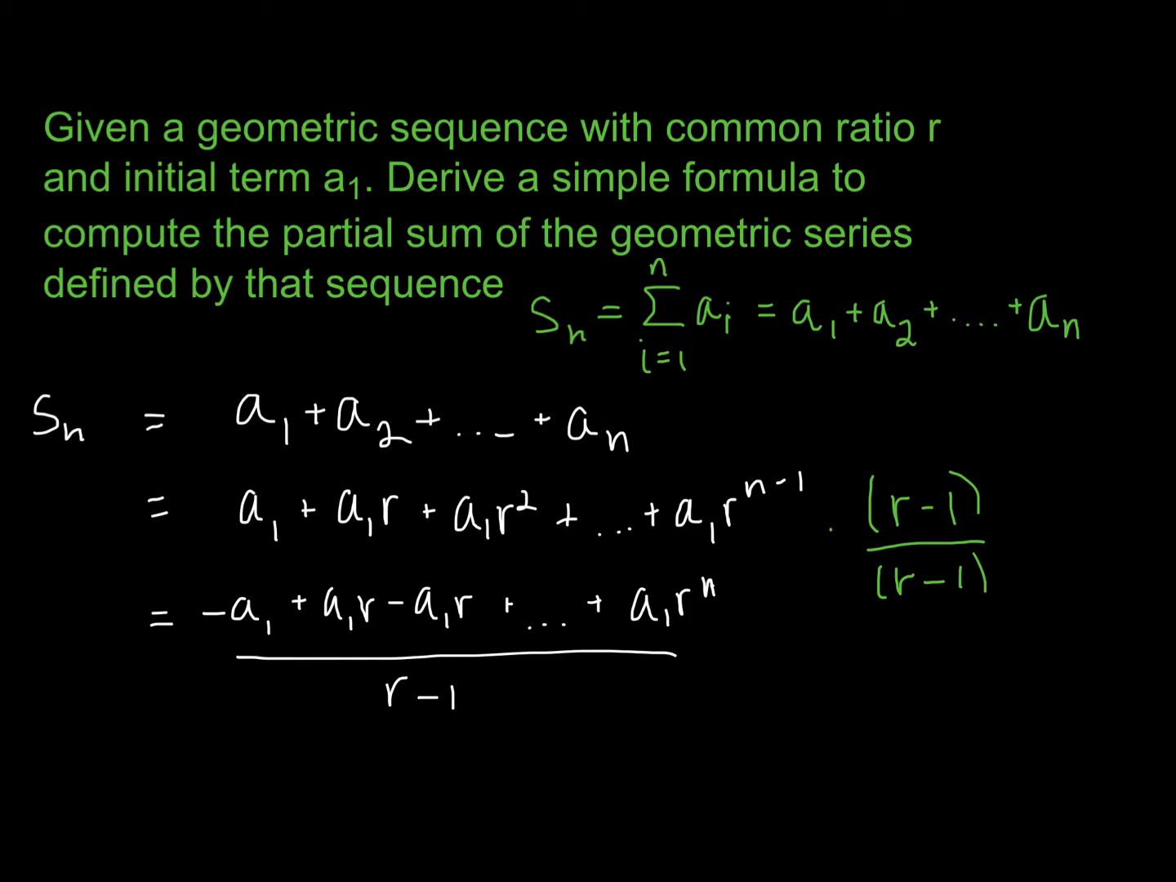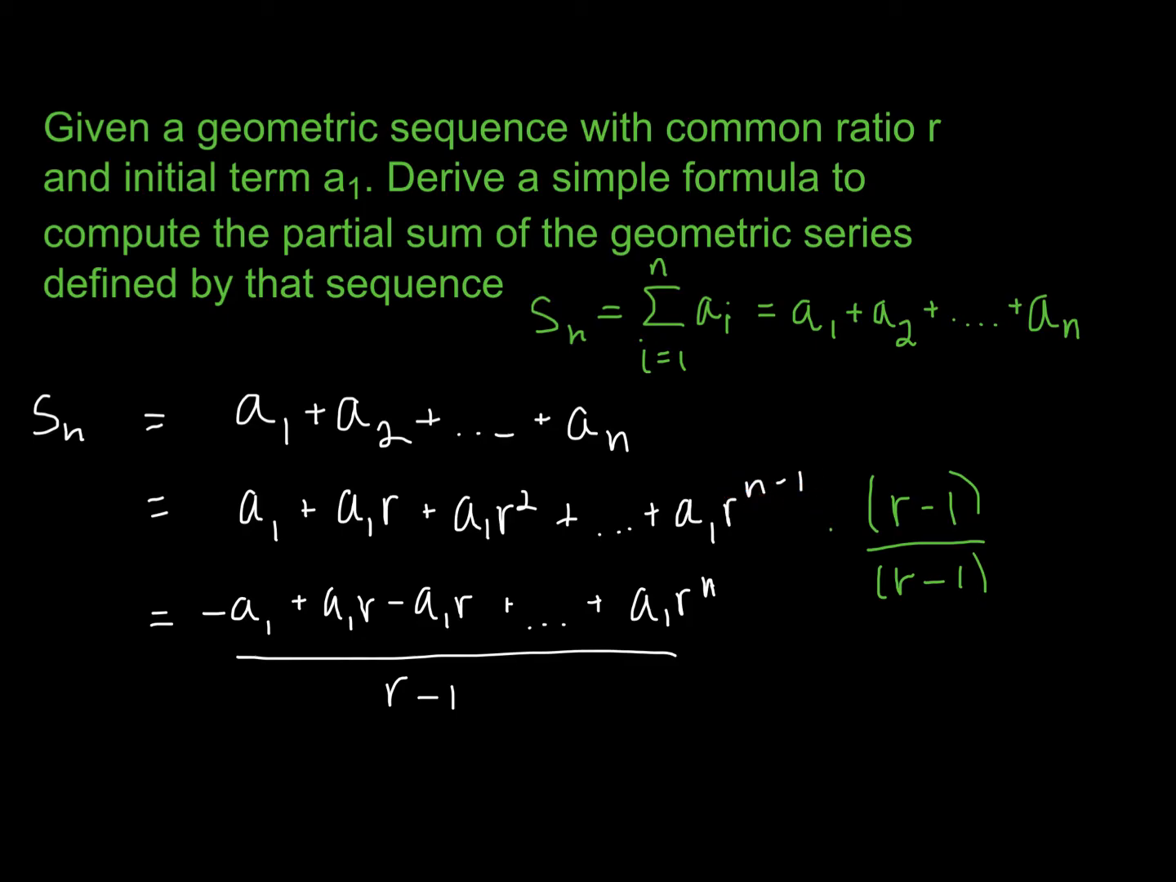The first thing that I've got to remember is, what is each of these terms? How do I figure them out? Well, I start with a sub 1 and I multiply by the common ratio a certain number of times. So the second term will be the first term times r. The third term will be a sub 1 times r again, or r squared. And the nth term will be a sub 1 times r to the n minus 1.